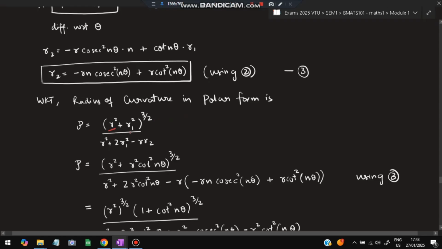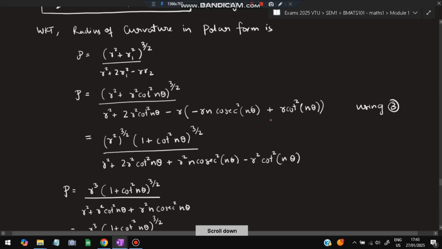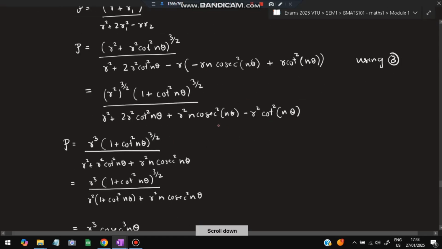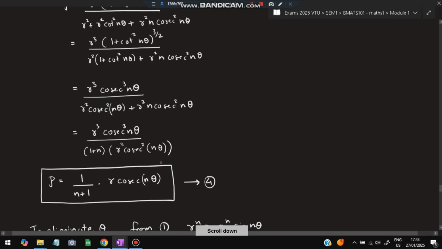Here the formula is r square plus r1 square raised to 3 by 2 divided by r square plus 2r1 square minus rr2. Now we have the value of r2 from the 3, and we have the value of r1 from 2. We'll substitute both of them. Okay, you can go through it slowly, and when you substitute them and simplify it, you'll be obtaining an equation here. Finally, the equation which we'll be getting is 1 by n plus 1 r cosec n theta.